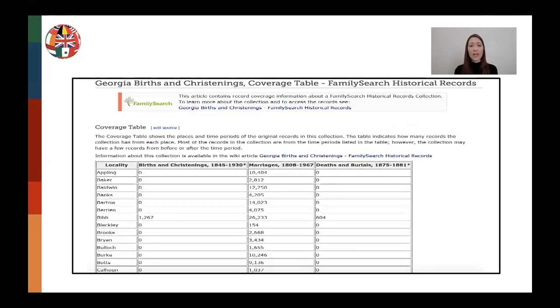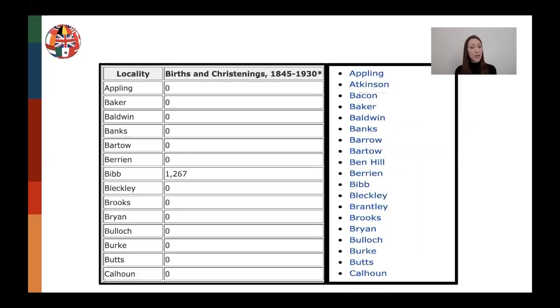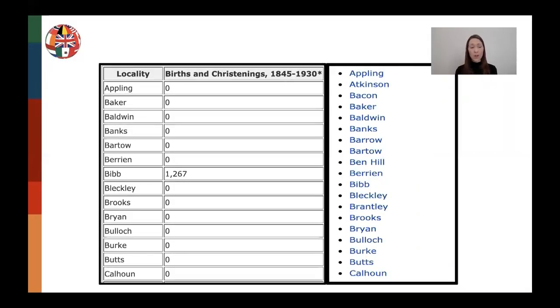I also took the coverage table and I put it right next to a list of all of the counties in Georgia because I wanted to see what counties are covered. And right away I could see that Atkinson and Bacon and some other counties in that list are not even included in this collection. So if my people are from Bacon County, then this collection holds not only no birth records, but also no marriage, and most likely none of the death records either, because there's no records at all for Bacon County.